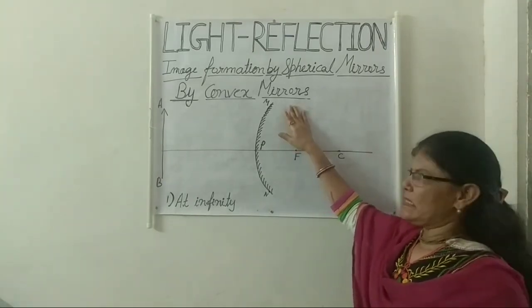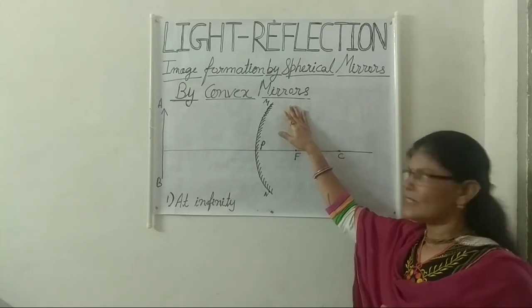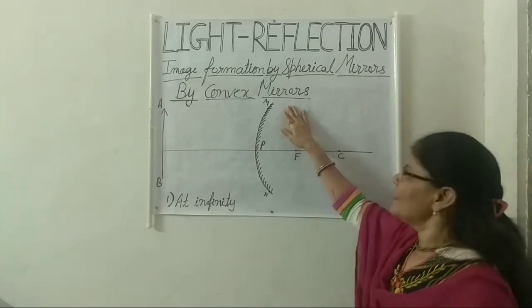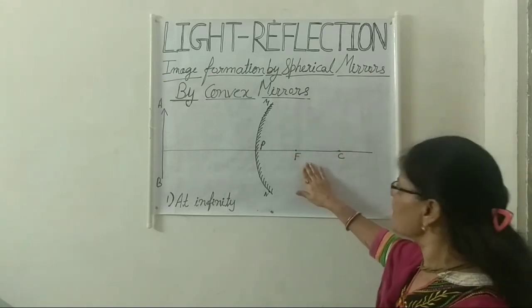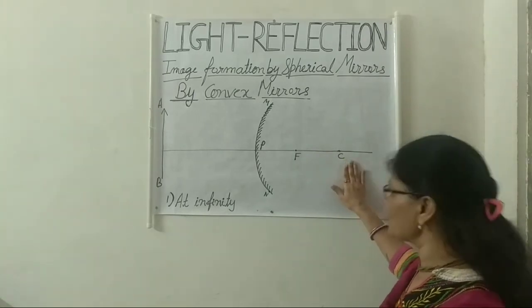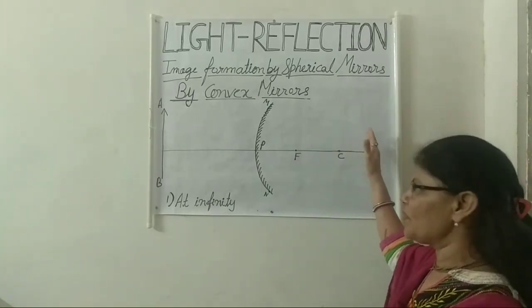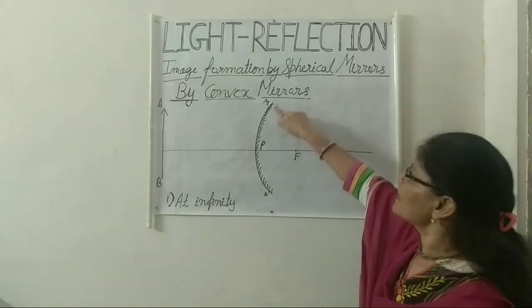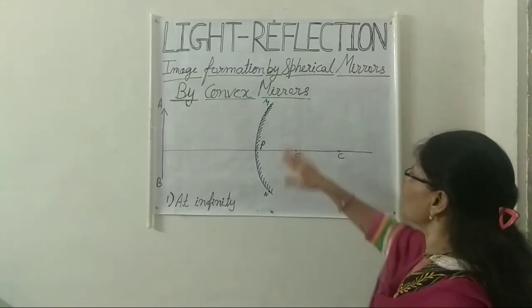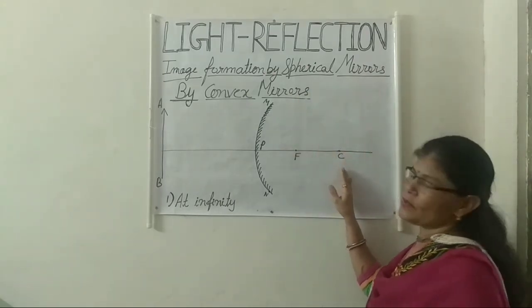Here we are having only 2 cases because, as we know, in a convex mirror our principal focus as well as the center of curvature are on the back side of the mirror. Because we complete the circle like this, they are on the back side of the mirror. So here we are having only 2 cases.